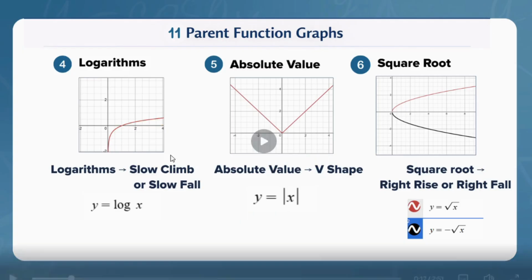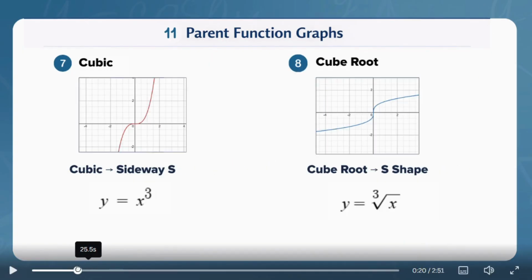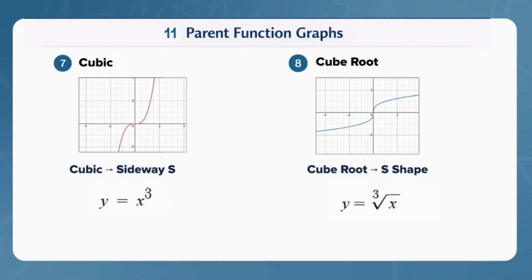And number 7 is the cubic. And this is a very tall S. It kind of looks like a sideways S. And the function is y equals x cubed. Now the cube root is an S shape. If you look here, you can kind of see the S shape.